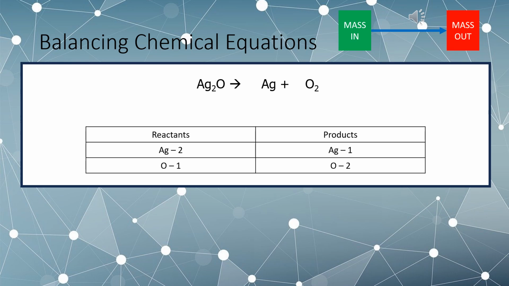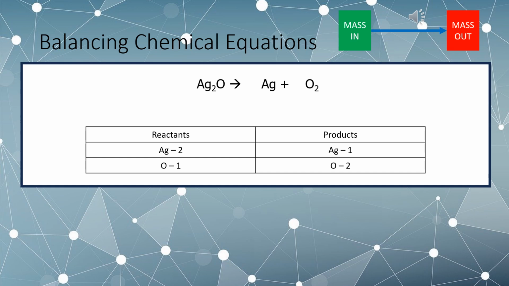Again, don't stress if you don't know all the names right now. They are on your periodic table, which hopefully you do have in your chemistry class. But, as I said, we'll look at naming in another video. So we have Ag, 2 on the left, Ag, 1 on the right. We have 1 oxygen on the left, and we have 2 oxygens on the right.